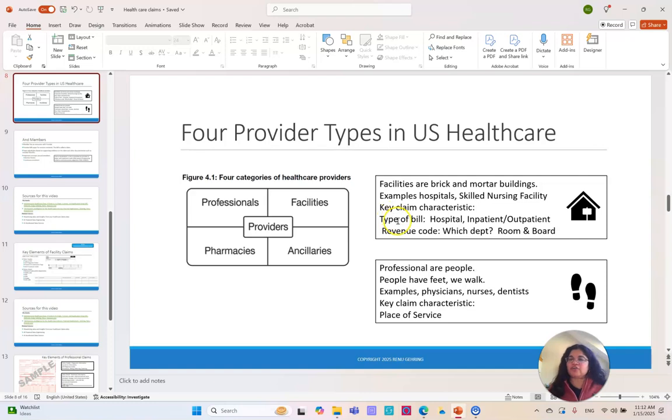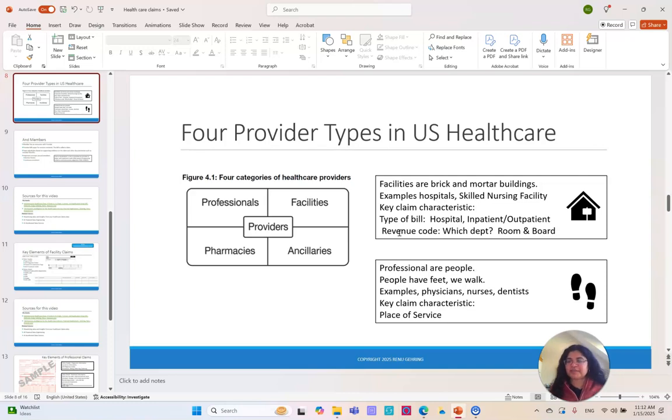The other kind of characteristic that's very important from a facility perspective, and I alluded to this, is what department the care came from. Say you go to Macy's or J.C. Penney's, you might be in the women's section or the coat section or the shoe section.